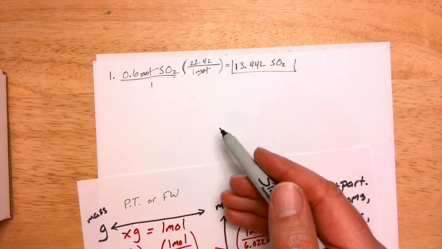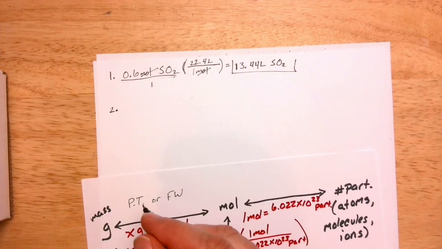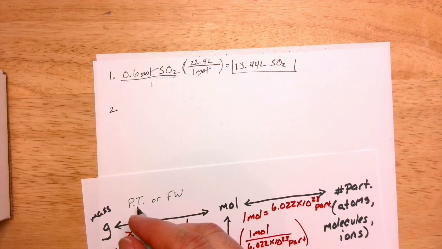sulfur dioxide, SO2. Number 2: the density of a gaseous compound containing carbon and oxygen is 1.964 grams per liter at STP. Determine the molar mass of the compound. Number 2 is going to be a little bit different. You're going to find out the density.